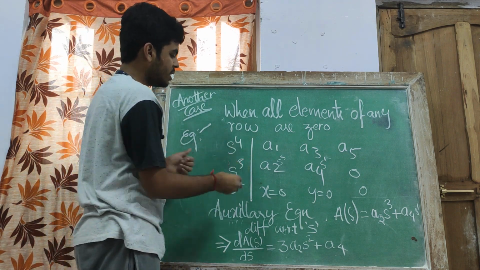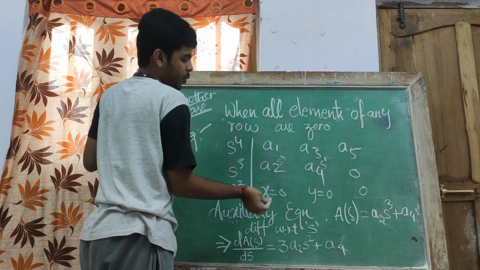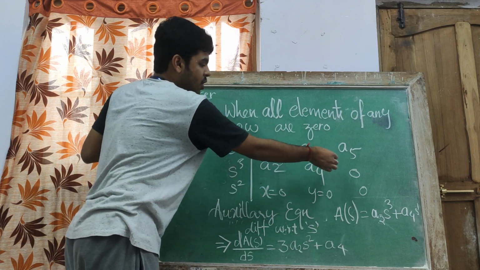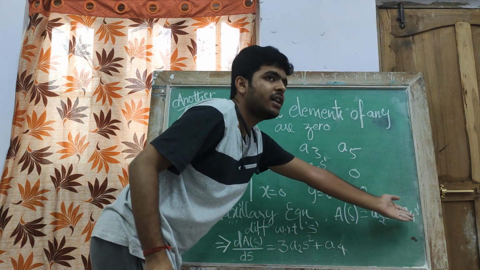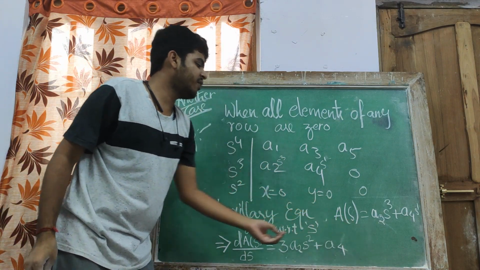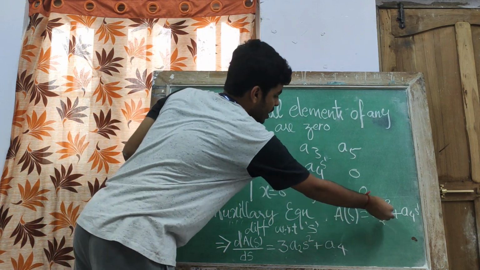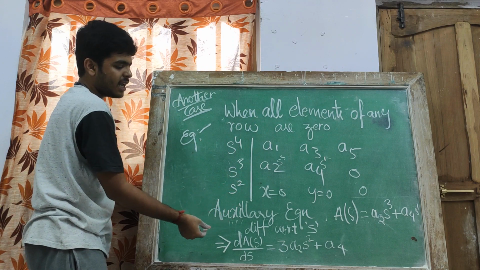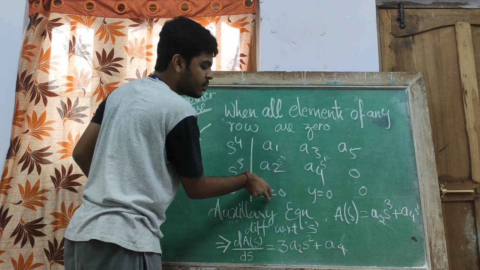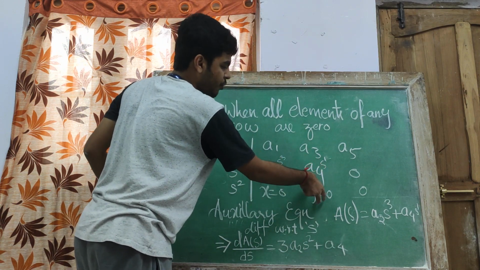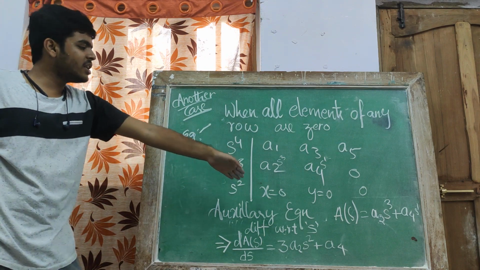We know that this is the S cube term, this is the alternate S power 1 term. So what I am doing, we have to take this whole particular row as the auxiliary equation. So we will be getting A2 S cube plus A4 S power 1. After taking this auxiliary equation, we have to differentiate it with respect to S. So we will be getting 3 A2 S square plus A4. Instead of the 0 in the S square row, you replace it by 3 A2, and instead of 0 here, you replace it by A4, and here you again write 0. So you will be getting 3 A2, A4, 0. So continuously again you will be getting non-zero terms.